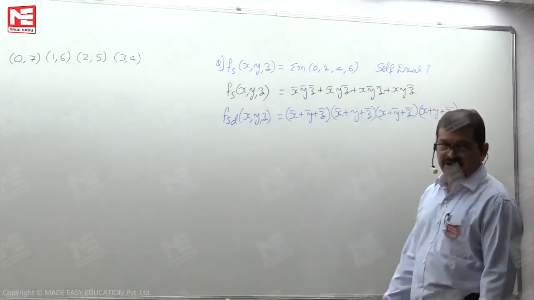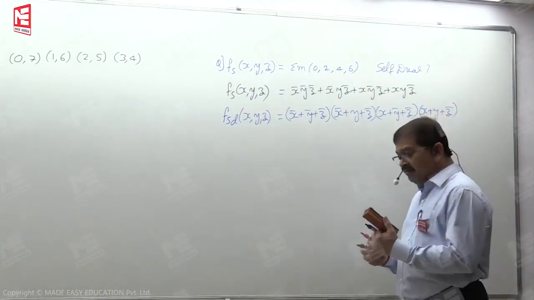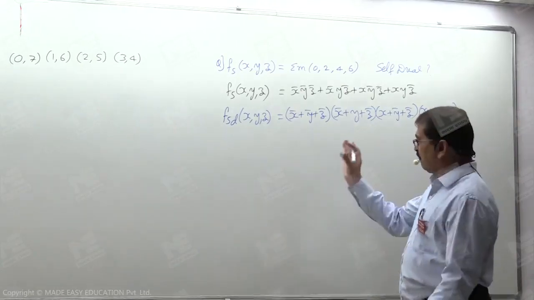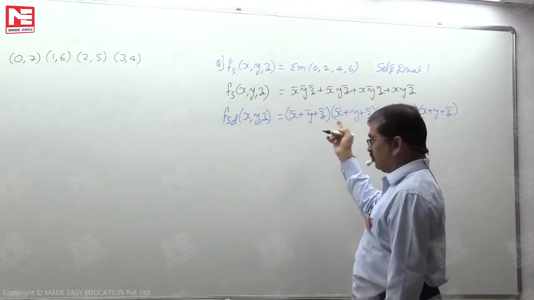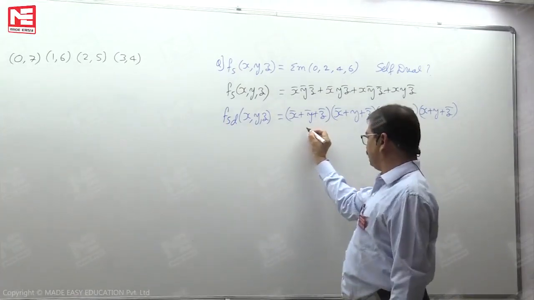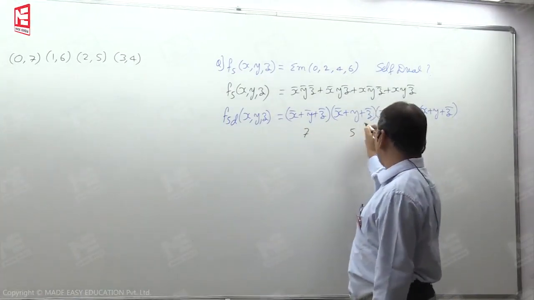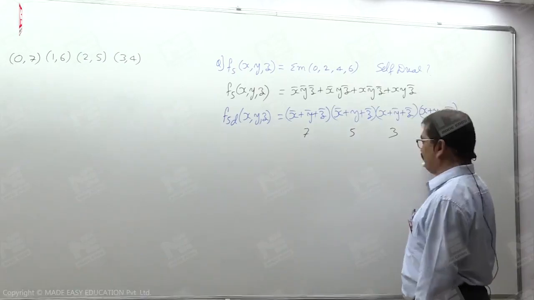Because it is in the expanded canonical POS form, we read the max terms. Each sum term we recognize as a max term. So this is the max term 7, it is the max term 5, it is the max term 3, it is the max term 1.